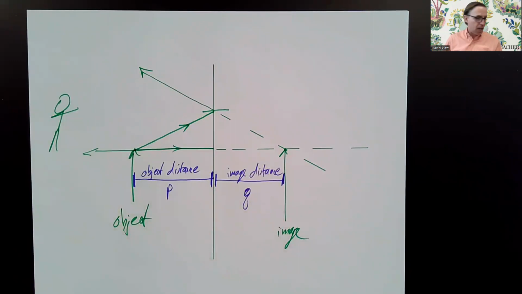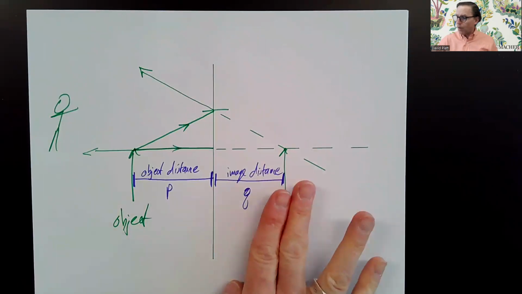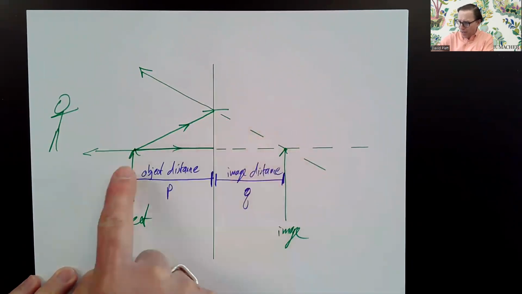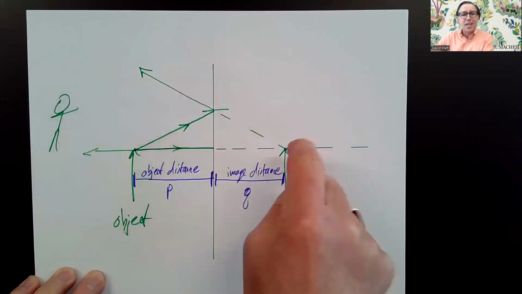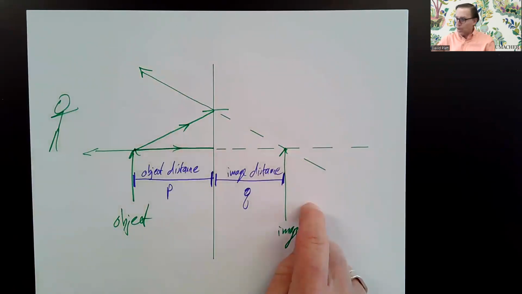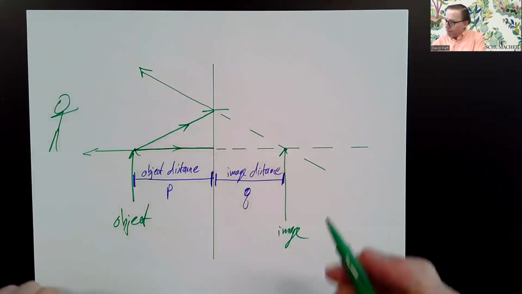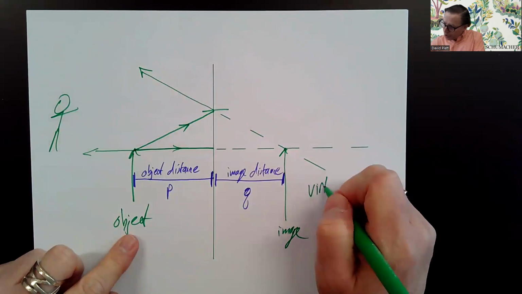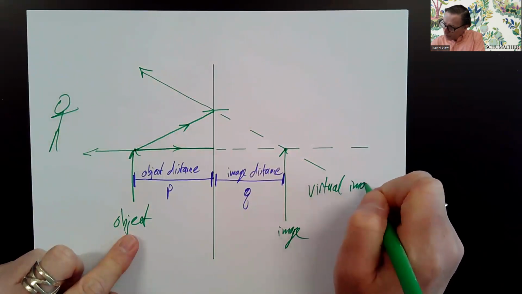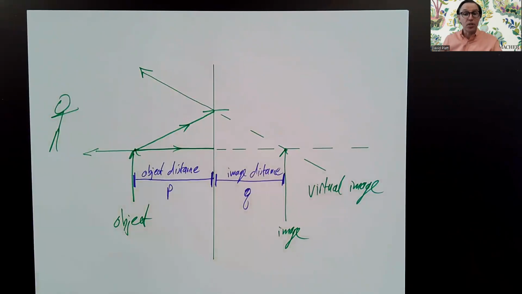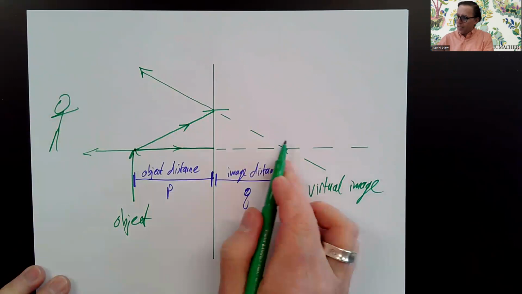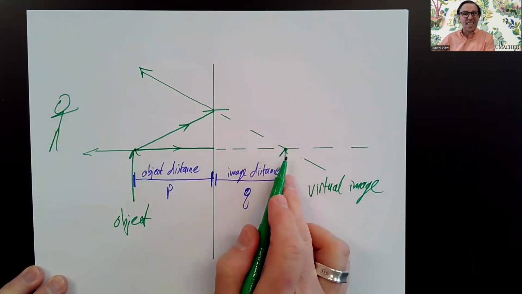All right. Let me look at my notes and see what else we want to talk about. We will notice that my image is over here. There isn't really any light here. The light bounces off because there is not light here. We call this a virtual image. Later on, I'm going to show you something called a real image, but this image is virtual because it is at a place where there is not any light.